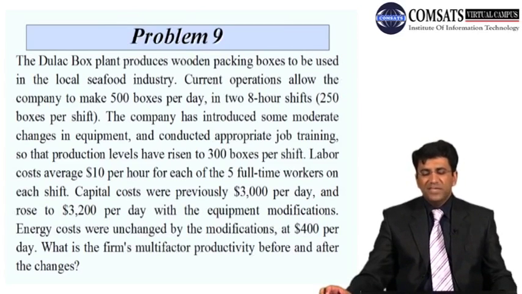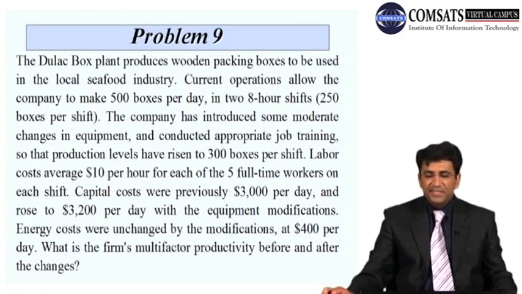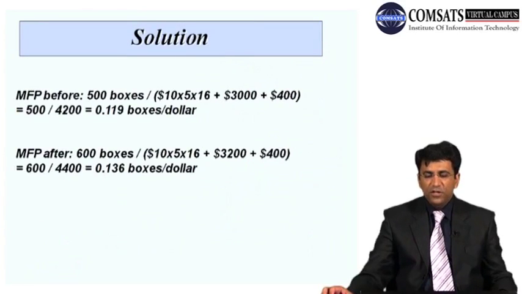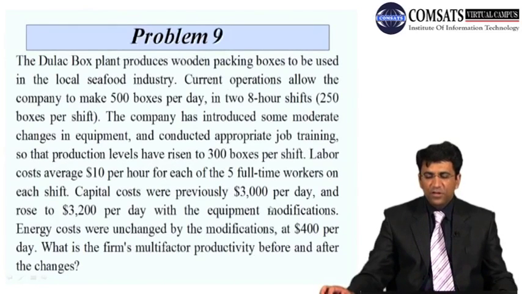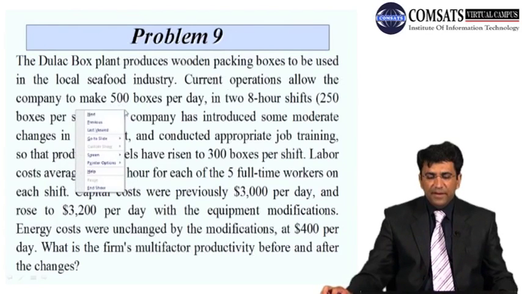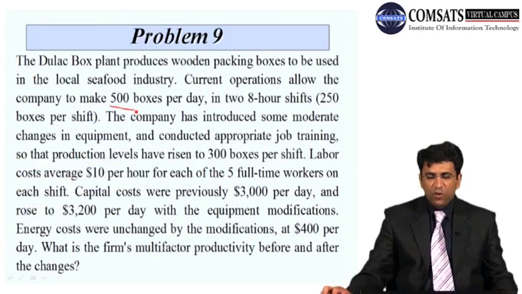So students, again, we'll have to extract the particular information in order to calculate the productivity before and after the equipment modification. Let's discuss the productivity before that modification. We'll first have to identify the level of output. As you can see, the level of output in this particular case is 500 boxes, that is before the introduction of this equipment modification. The level of output is given at that particular point, that is 500. This is our old output.